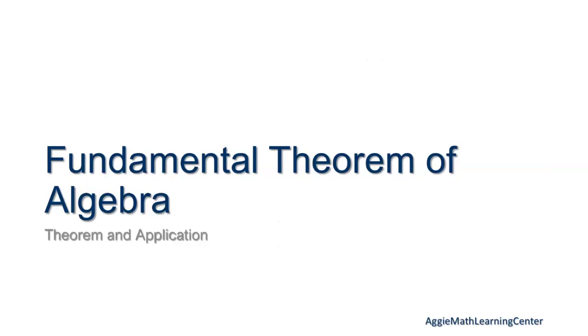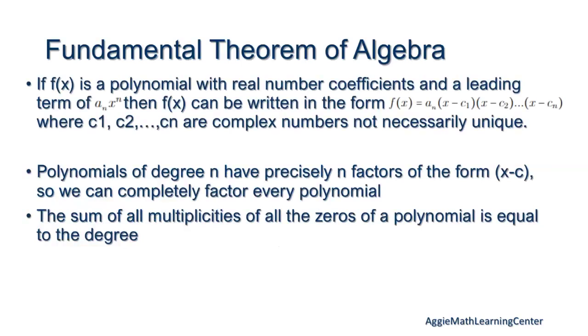Okay, so now we're going to talk about the fundamental theorem of algebra. So we have the definition here. If f of x is a polynomial with real number coefficients and a leading term of a sub n, x to the n, then f of x can be written in the form f of x equals a sub n, the leading coefficient, times the factored form, which is x minus c1, x minus c2, all the way to x minus cn, where c1, c2, and cn are complex numbers and not necessarily unique.